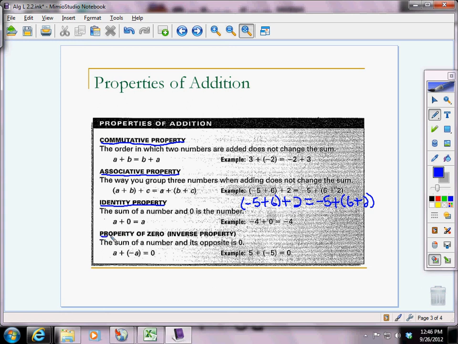And then we have the property of 0, and in the past I think we've referred to it as the inverse property. It says the sum of a number and its opposite is 0. Remember we talked about opposites, one's positive, one's negative. So for example here, if you add 5 plus a -5, that's going to be 0. And that's always true. If you add 74 plus a -74, it's going to equal 0. Again, these properties should be review.